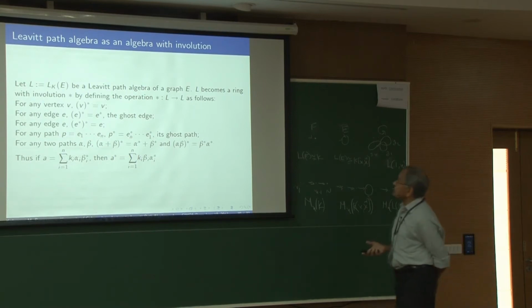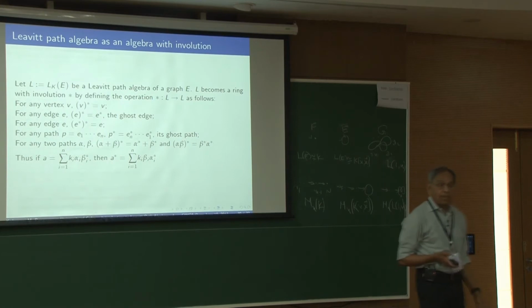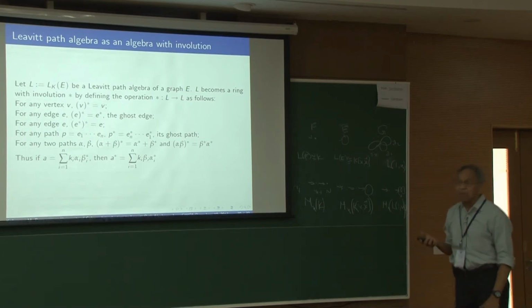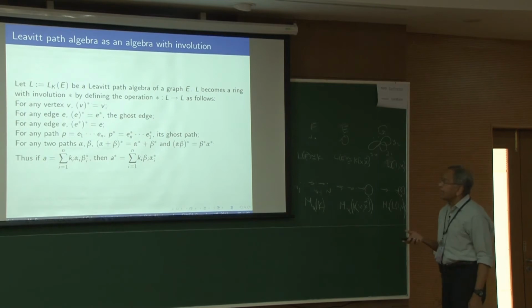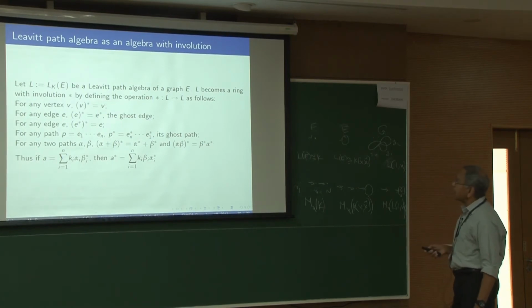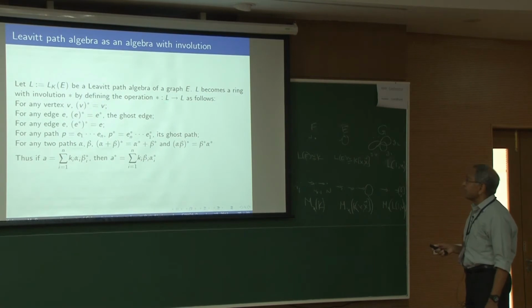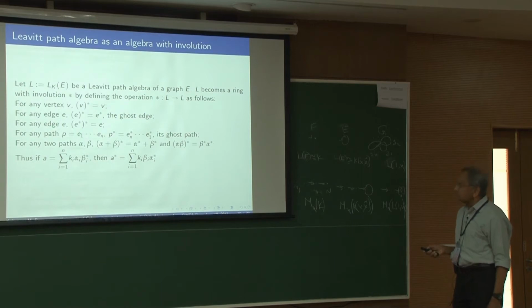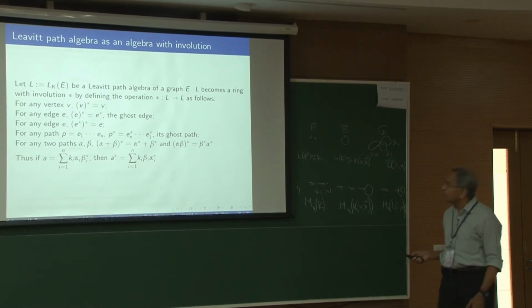Now I talked about the graded structure. Let's talk about the involutive structure. Again, this brings in a nice property of the Leavitt path algebra, as you will see in a few moments. We can make the Leavitt path algebra a ring with involution star by defining, of course, a map star from the algebra as follows. Given any vertex v, you define v star is v. And given any edge e, e star is simply the ghost edge e star that we already have used. And of course, e star star we define as e, so it's an involution.